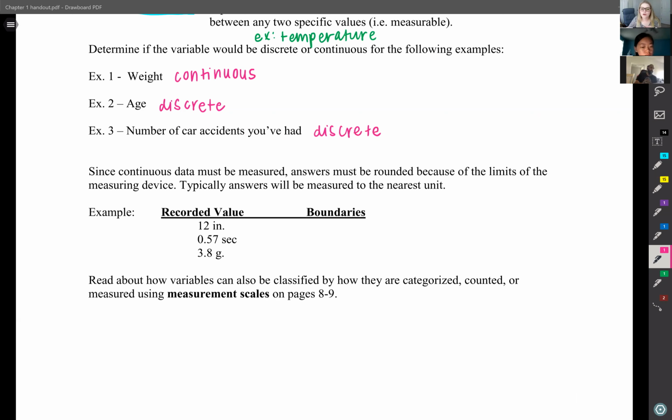So obviously, if you look at the temperature outside and let's say it's like 80.5 degrees, well, maybe it's really 80.47, but your device just rounded. And that's because of limitations. So with any measuring device, there are obviously limitations. We can't go out a million decimal places to be exact. So with continuous data, things do get rounded. And typically answers will be measured to the nearest unit. So like I said, if it's 72.25 degrees out, you might just go with, oh, it's 72 or something. If it's 72.5, oh, it's 73, just because of rounding.